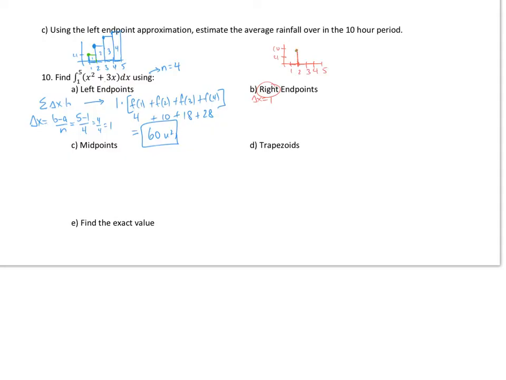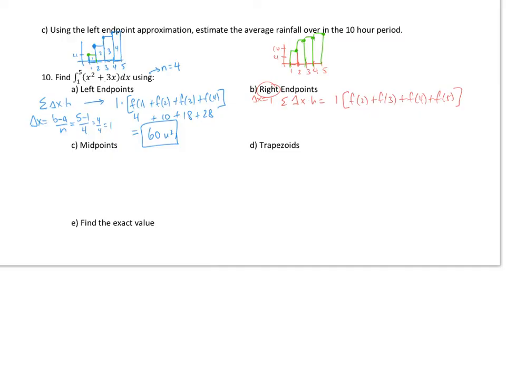So I'll be using this to make my first rectangle, then 3 to make my second rectangle, then 4 to make my next rectangle, and 5 to make my last rectangle. Notice these are all on the right side, hence right endpoints. So we want the sum of delta x times my heights. In this case it's 1, and I'll use f of 2 plus f of 3 plus f of 4 plus the f of 5 this time.